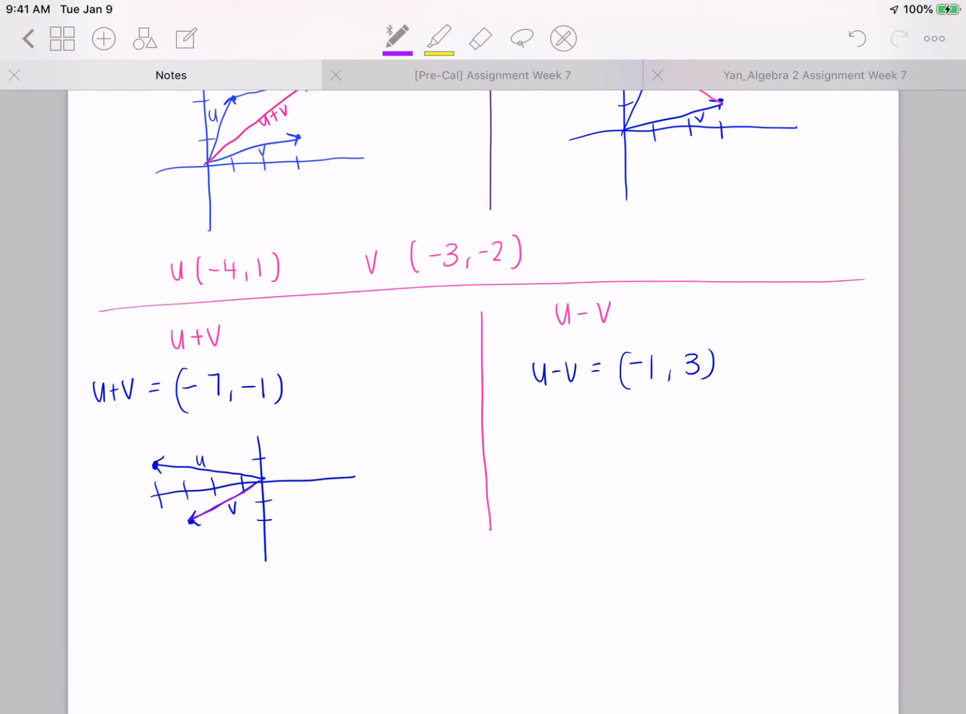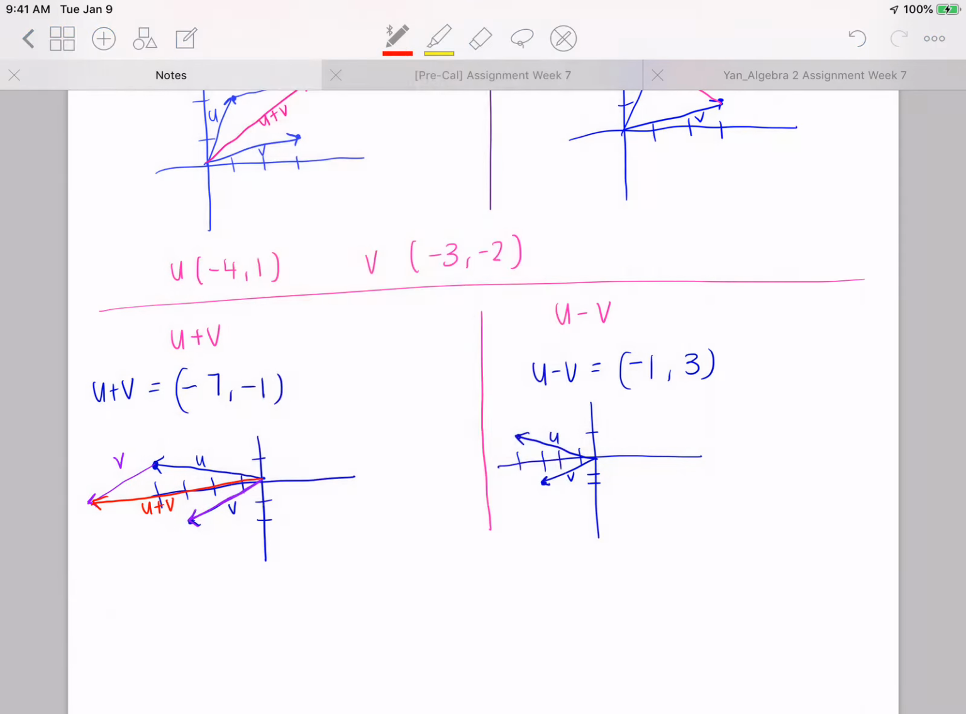And then for u minus v, we have 1, 2, 3, 4, up 1. Negative 3, down 2. This is u, this is v, and we can just keep it like this. And our final answer of u minus v would be going from v to u. That is u minus v.